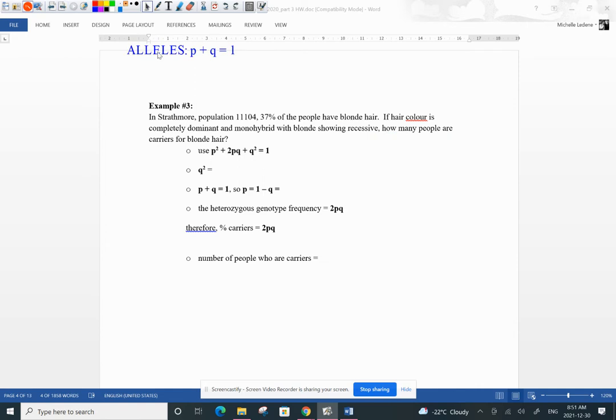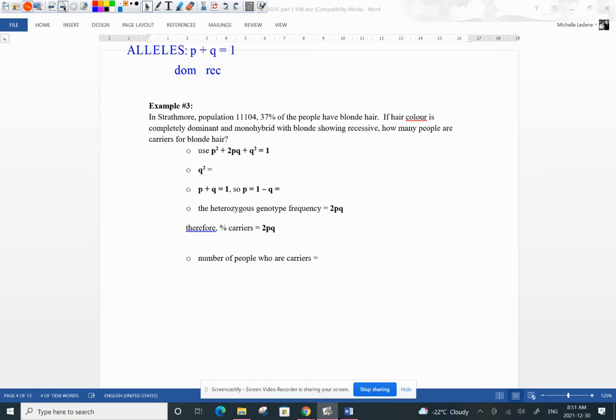So we've got our alleles formula, P plus Q is 1. And what does that mean? Well, the P refers to everybody in our population in Strathmore who have a dominant allele for not blonde hair. And Q is everybody in our population that has the recessive allele for blonde hair.